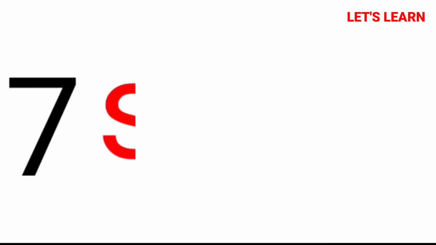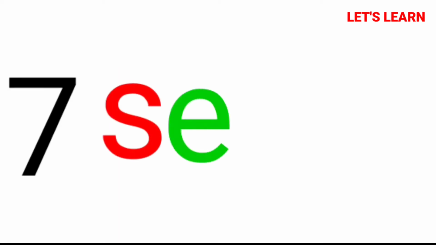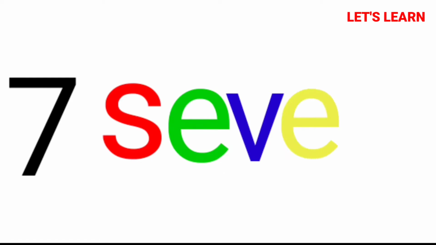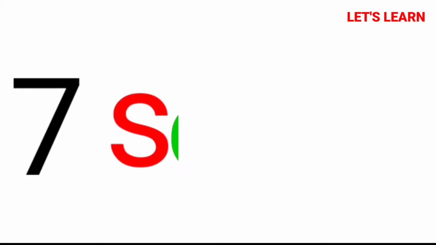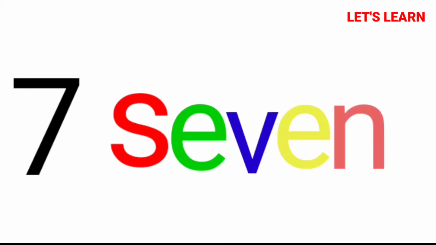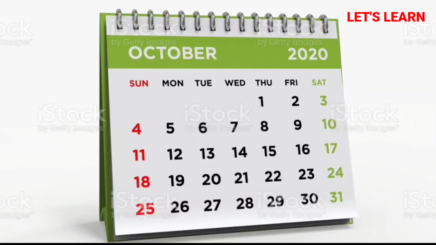7. S-E-V-E-N, 7. Rainbow has 7 colors. S-E-V-E-N, 7. There are 7 days in a week.